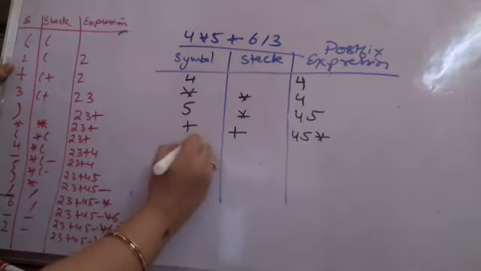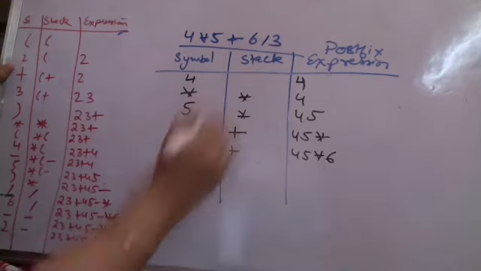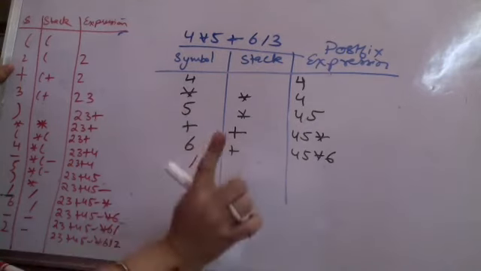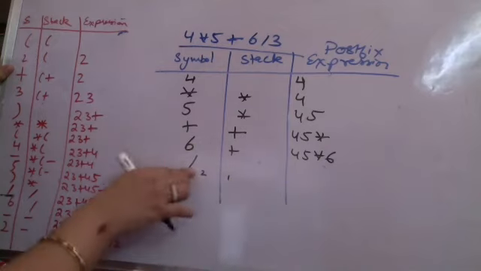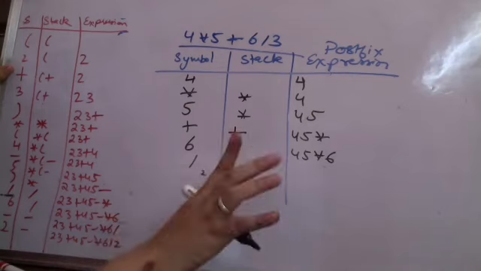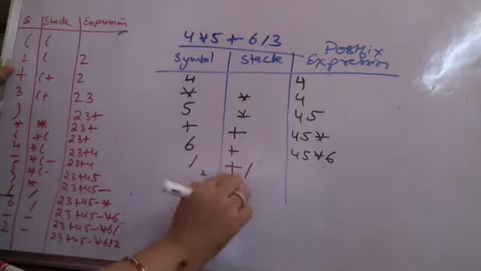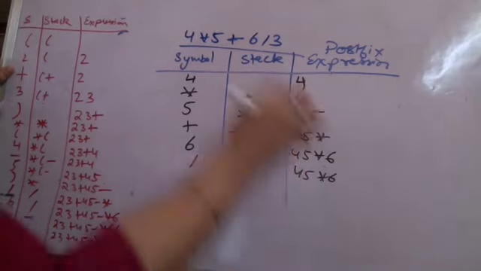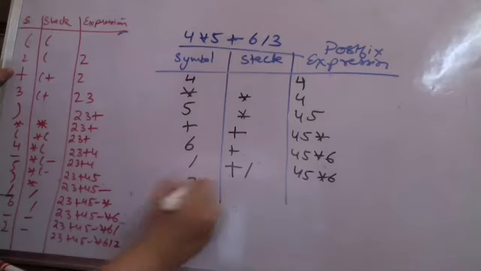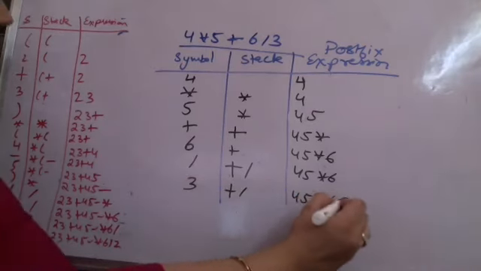Now the next symbol is 6, an operand, added to the expression. Again you have a divide now here. Now see, divide's precedence is 2, plus's precedence is 1. 2 being pushed over 1 is allowed. A higher precedence can be pushed over a lower precedence. That means divide is pushed onto the stack. Expression remains the same. Now you have 3. 3 comes here, with plus and divide on the stack. 3 is added to the expression.